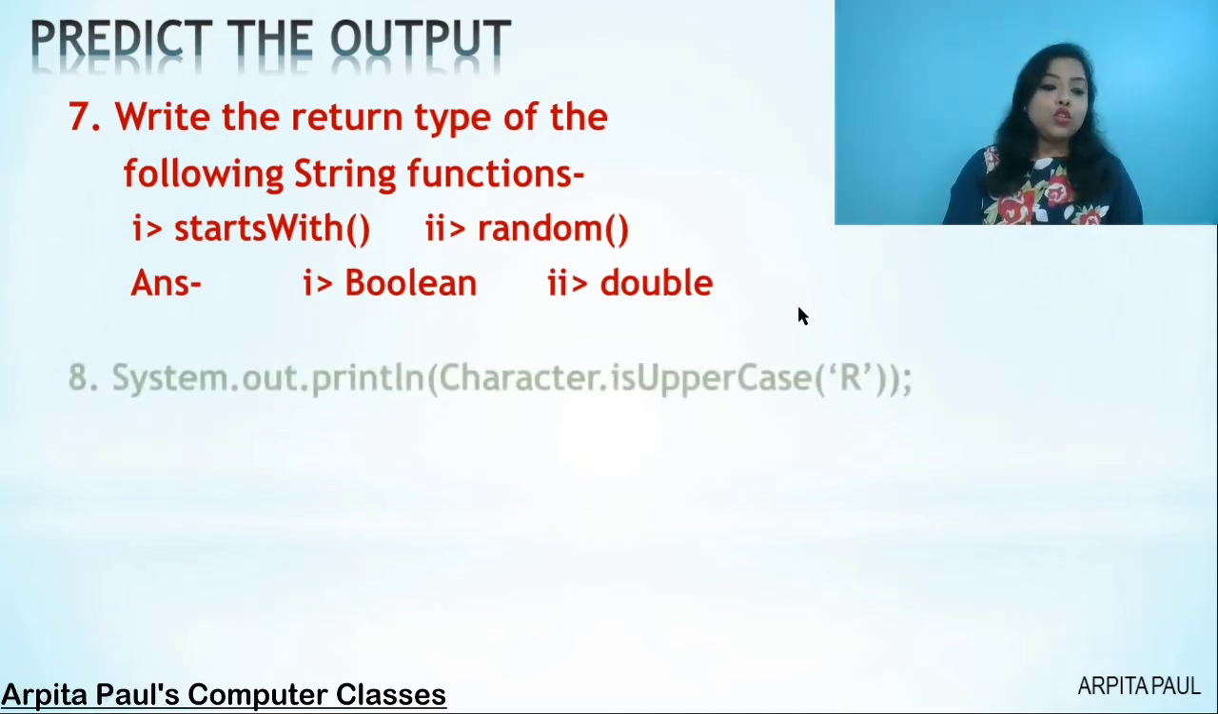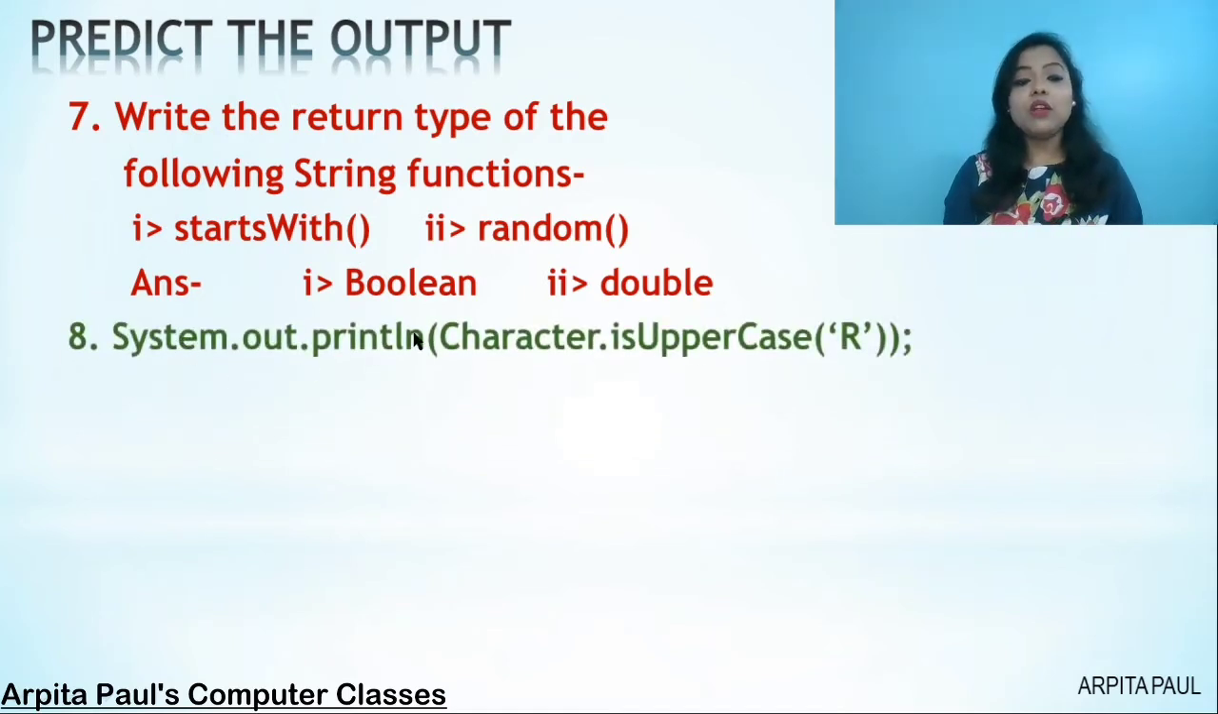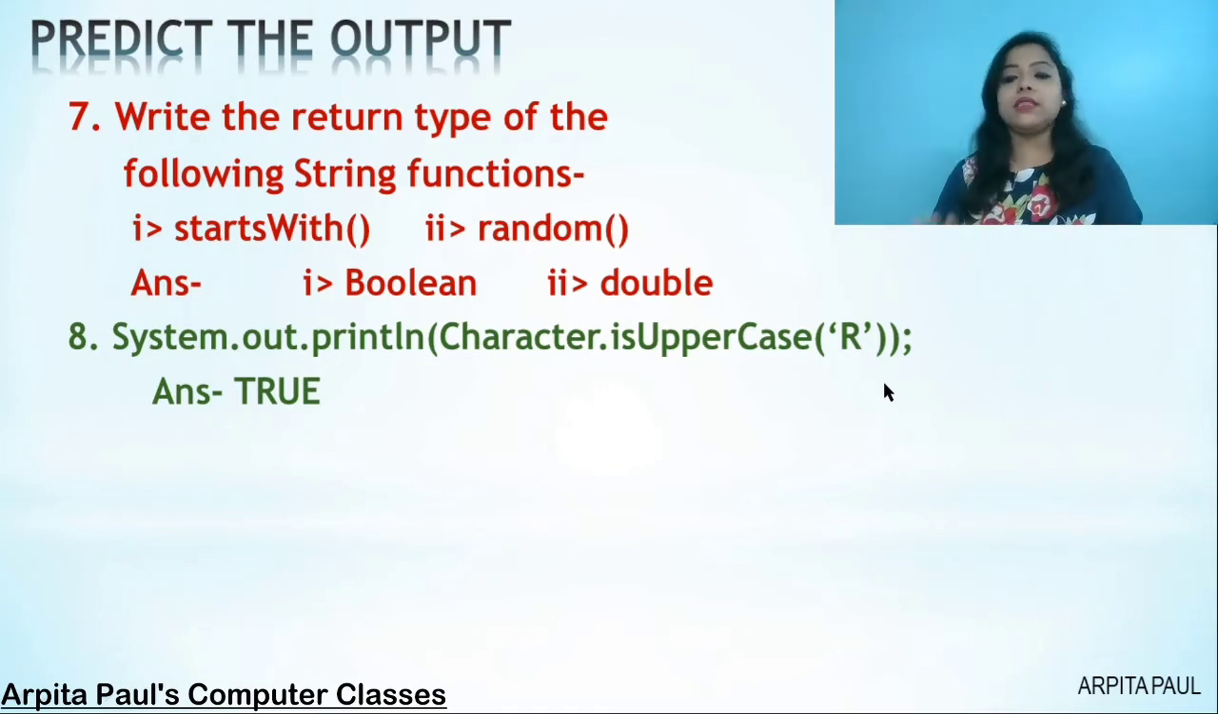Okay, so see the next question, that is System.out.println(Character.isUpperCase('R')), with R provided within single quotation marks. So basically we are checking whether the character specified within the brackets is uppercase or not. R is in uppercase, so what will be the output? The output will be true. So isUpperCase checks whether a character is in uppercase or lowercase. If it is uppercase, it will return true. If it is lowercase, it will return false.